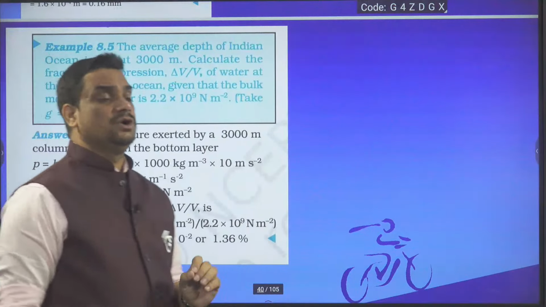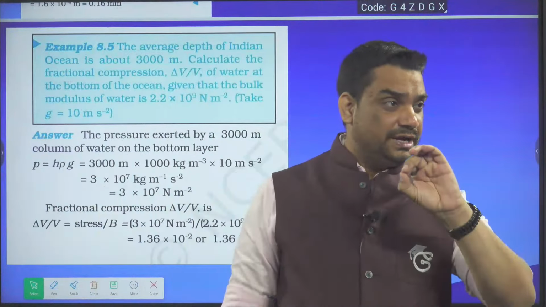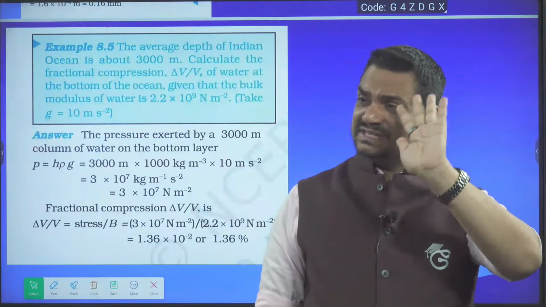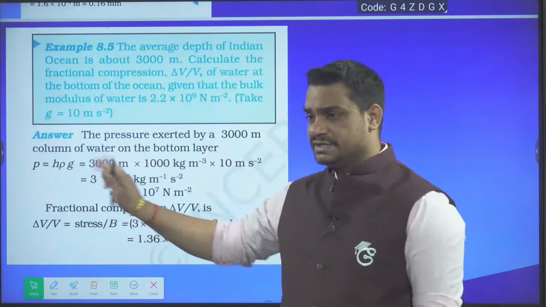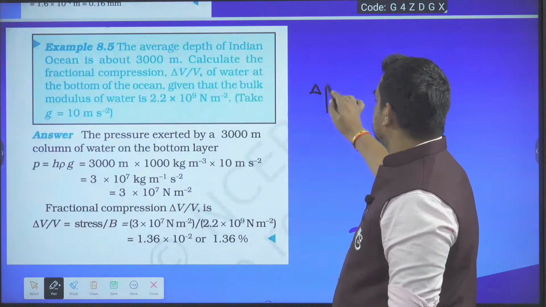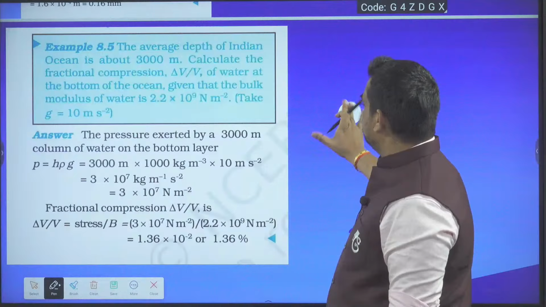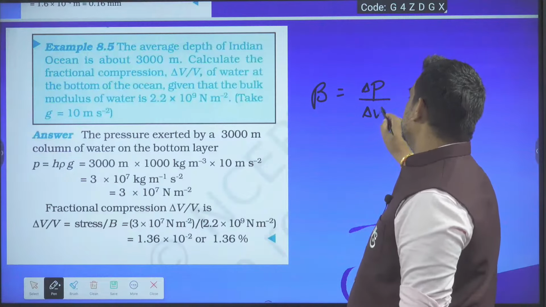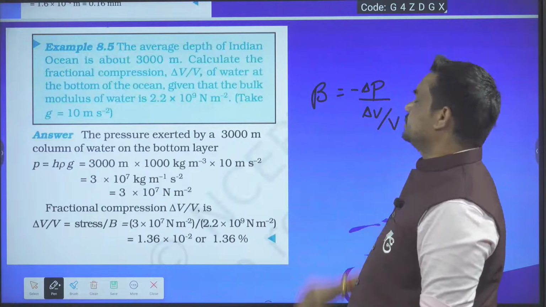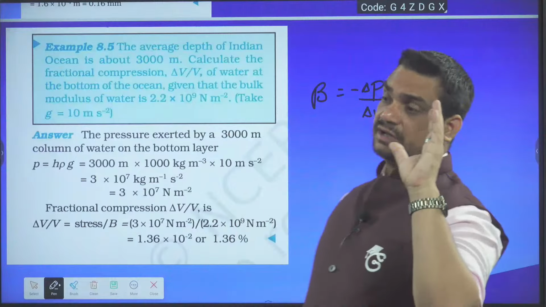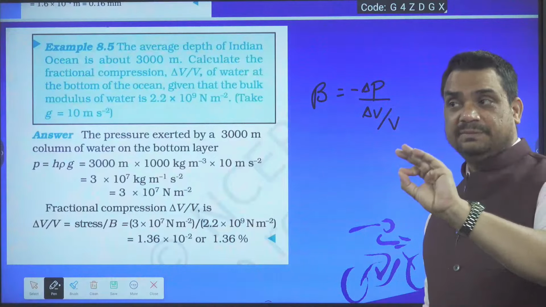Eta value will be given. Now a question from bulk modulus. The average depth of the Indian Ocean is about this. Calculate delta V by V. Very important question, very simple. Here the bulk modulus is also given. We know the formula: bulk modulus is given by delta P divided by delta V by V with the minus sign. Minus, because the volume will decrease. So this is the formula: bulk modulus equals delta P divided by delta V by V.